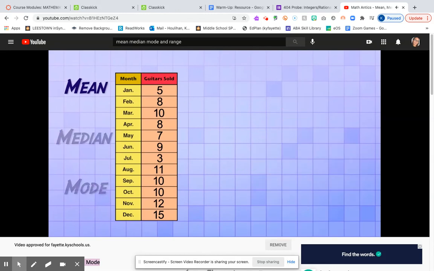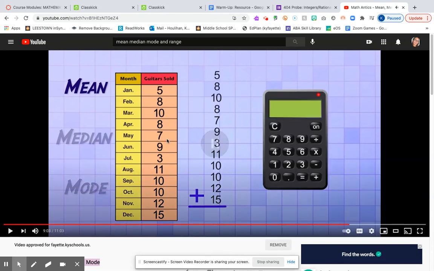First, to find the mean, we need to add up the number of guitars sold in each month. You can do the addition by hand or you can use a calculator if you want to. All right, I'm going to pause it there because he's finding all of them for us.